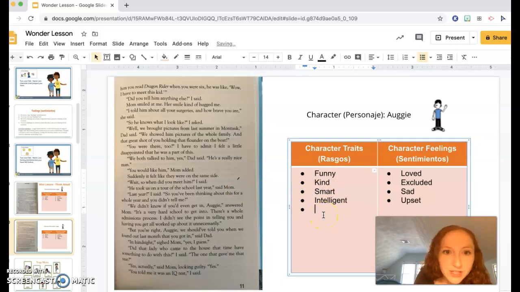"And now, did you tell him anything else I said?" Mom smiled at me. Her smile kind of hugged me. "I told him about all your surgeries and how brave you are," she said.